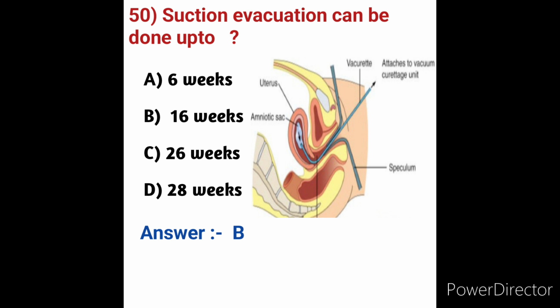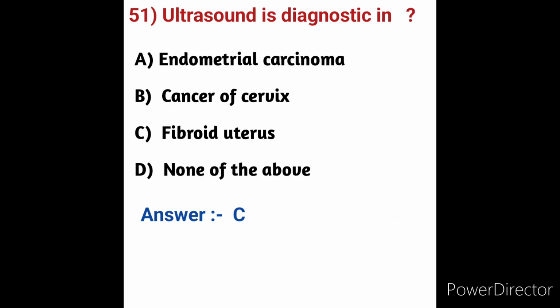Next, move on to question number 51. Here ultrasound is diagnostic in which option? Option A, endometrial carcinoma. Option B, cancer of cervix. Option C, fibroid uterus. Option D, none of the above. Ultrasound is one of the diagnostic evaluation tests. Option B, cancer of cervix, we can identify in the pap smear test only.